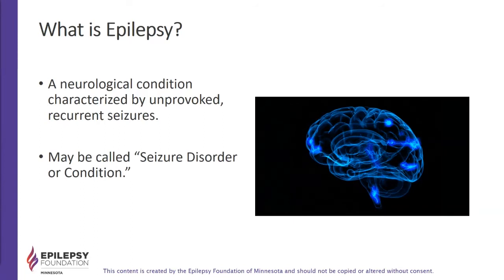With some of those other seizure types, it's possible for someone to have a one-time seizure. However, someone with epilepsy would be having multiple unprovoked seizures. And finally, you may hear epilepsy referred to as a seizure disorder or a seizure condition. However, we at EFMN recommend using the term epilepsy just because that is the most correct term for the condition.